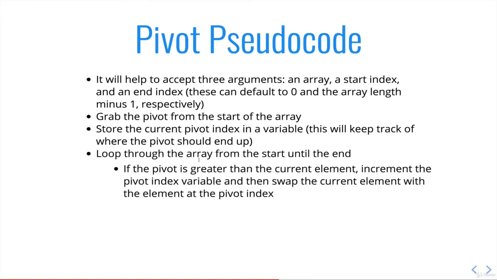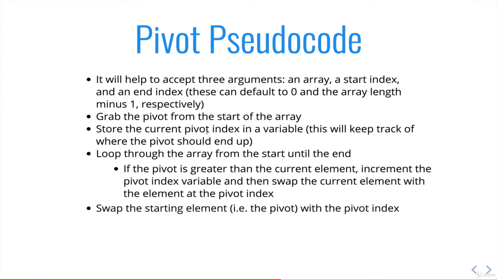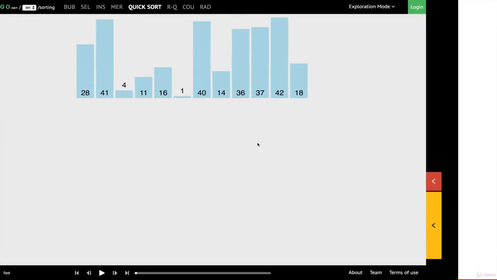And if the pivot is greater than the element that we're looking at, we're going to increment that pivot index variable from up here and then swap the current element with the element at the pivot index. So, it's a nightmare trying to just read this pseudocode, but it will make sense once I show you an example. And then at the very end, we swap the pivot that we started with the pivot index. And then we return the pivot index. So rather than just talking about text, let's look at it.